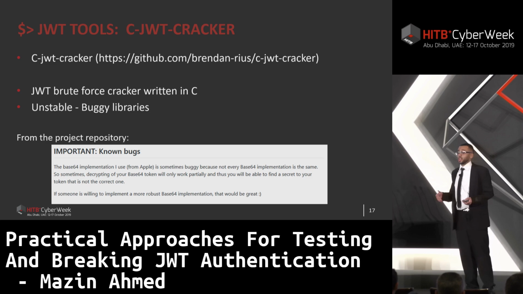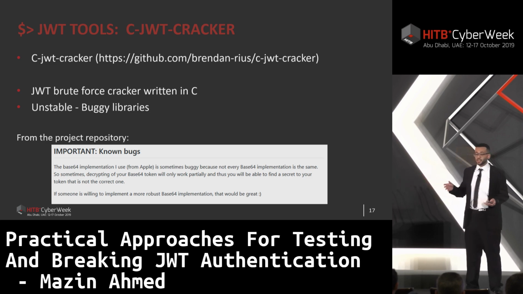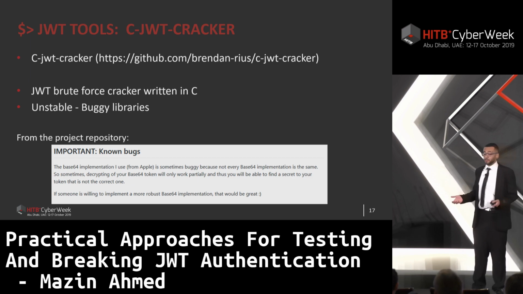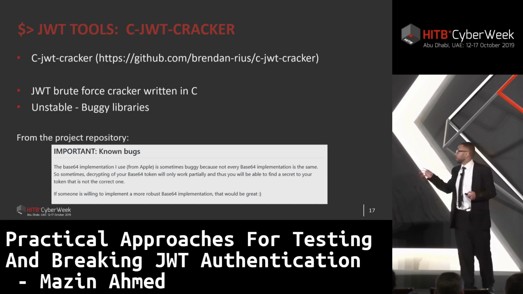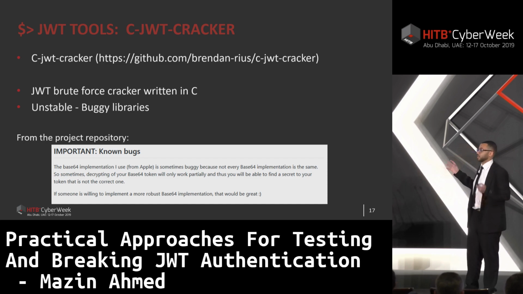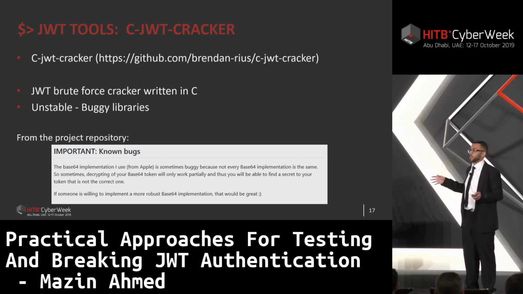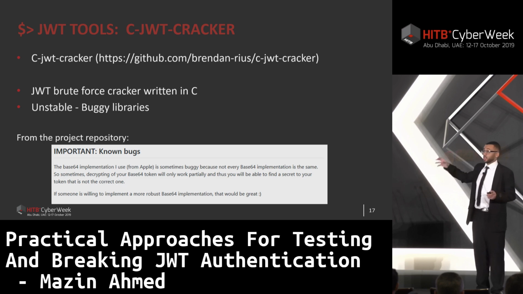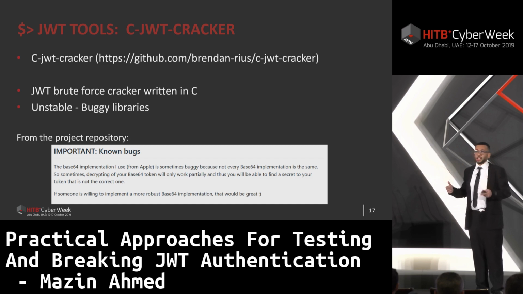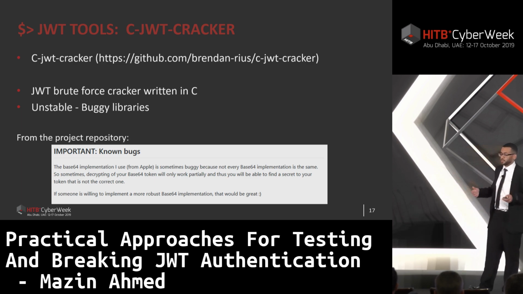Second tool I used was C-JWT-CRACKER. It's written in C, but the thing is it's unstable. If you can see on the screen here, this is from the project repository. It says that there's some sort of an issue in their base64 implementation. When I was in the CTF, I took the same tool and issued a token where the password was like 1234, and I tried to crack it consistently. Every time it gives me different results, which means it's totally unstable.